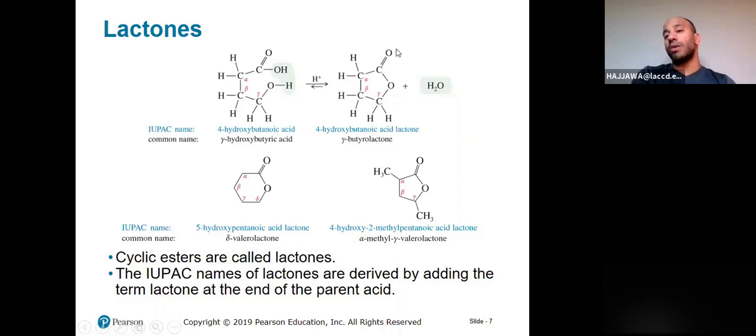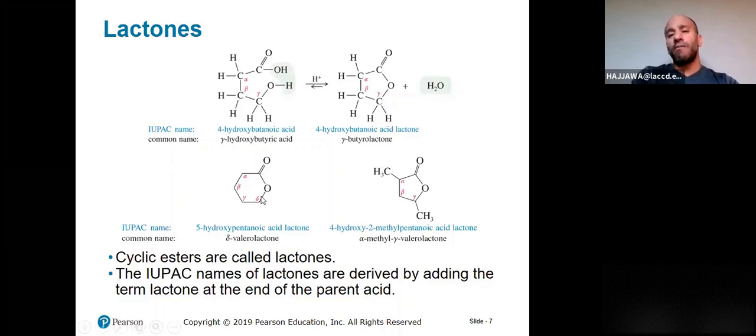So a cyclic ester will always be named lactone. Now, how do we name it? I will need to go back to the hydroxy carboxylic acid and name that. The name would be 1, 2, 3, 4. So that's a 4-hydroxy butanoic acid. Naming its lactone would be 4-hydroxy butanoic acid lactone. So all I do here is just add the word lactone after how I name the corresponding hydroxy acid. So that's important to keep in mind.